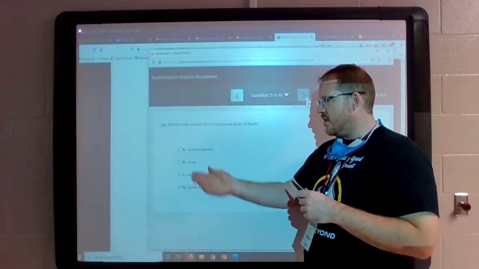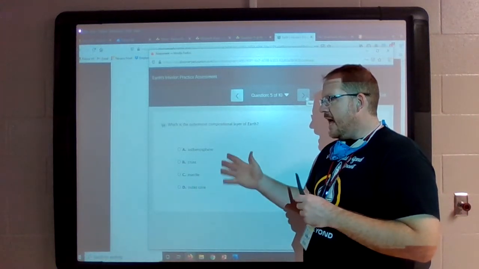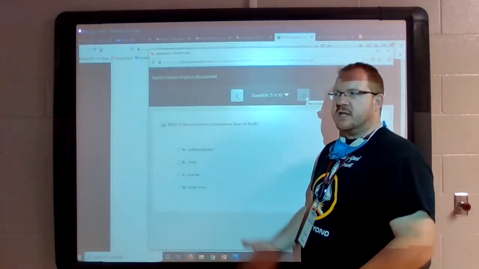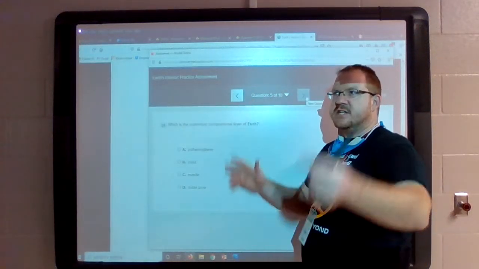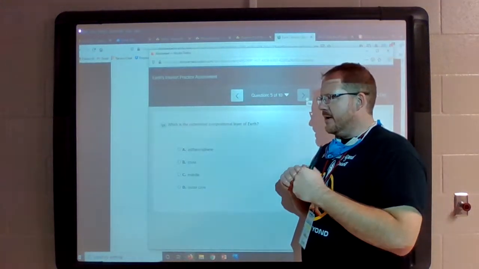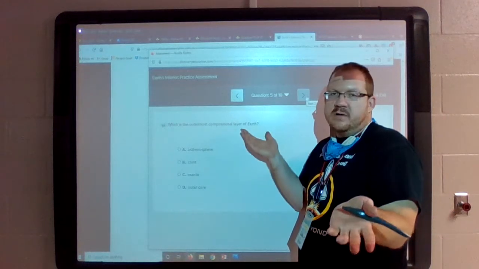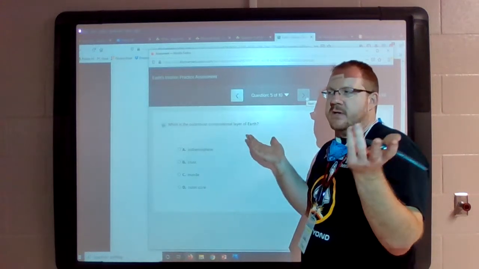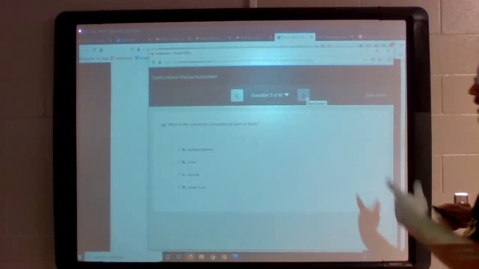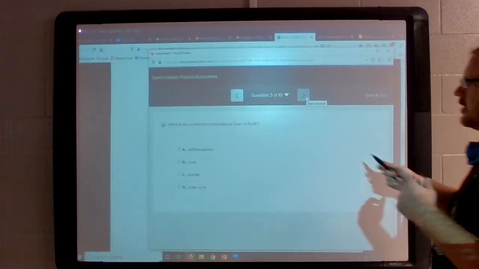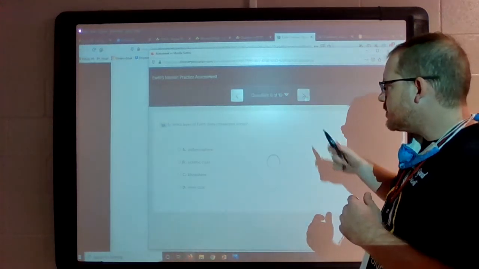Is it the asthenosphere, the crust, the mantle, or the outer core? Out of these four, which one's the most on the outside? Which one is touching the air? Which one is the highest up? Which is the one that we live on? We build our houses on. We drive to work on. Which layer are they asking about there?